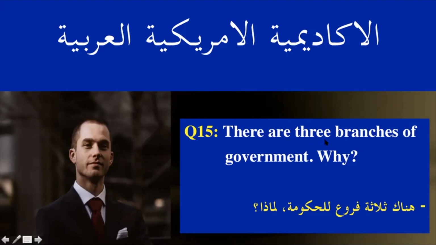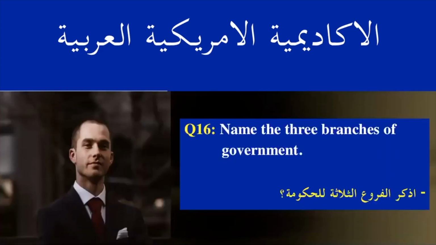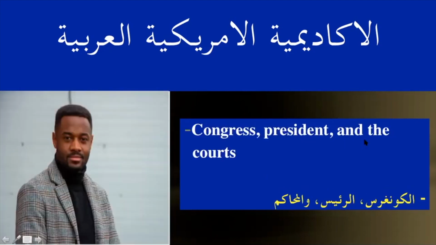There are three branches of government. Why? Separation of powers. Question 16: Name the three branches of government. Congress, President, and the courts.